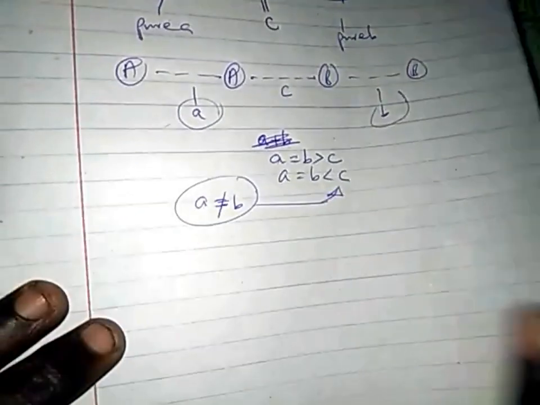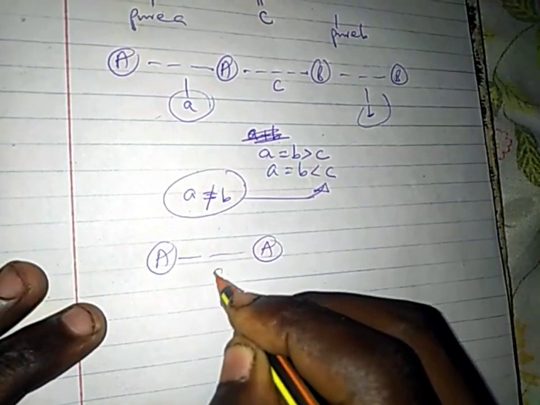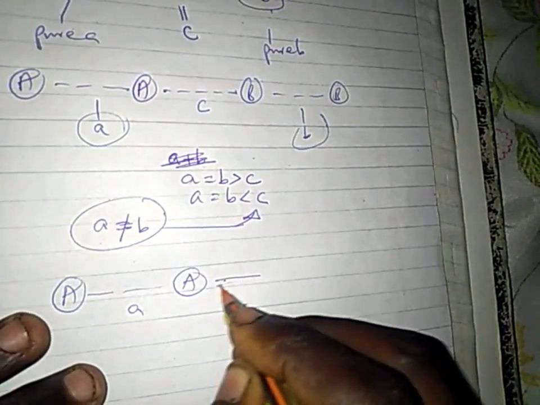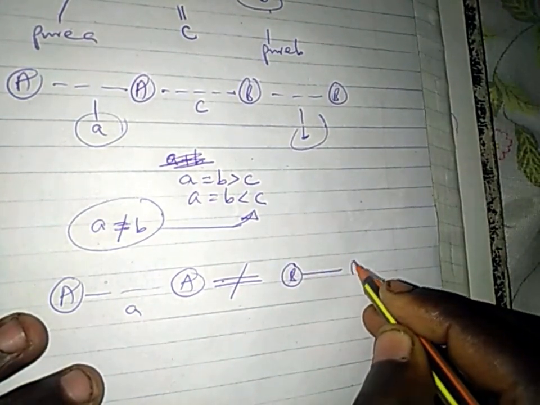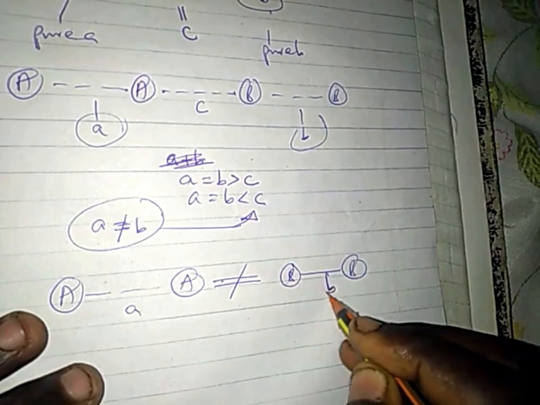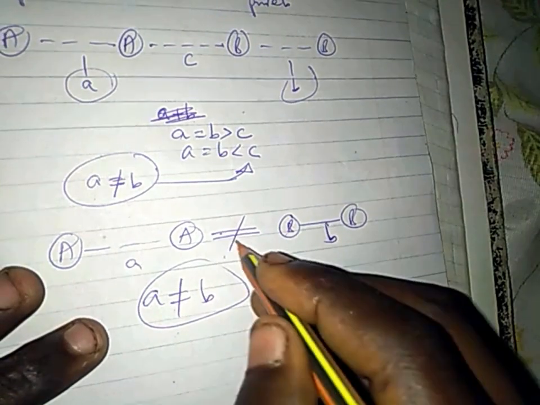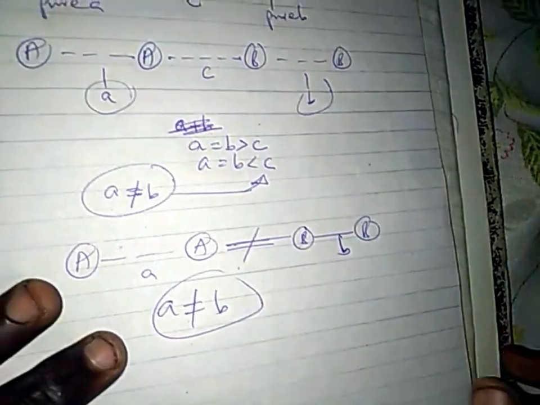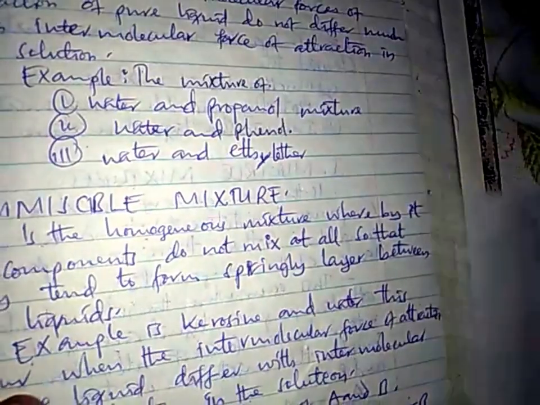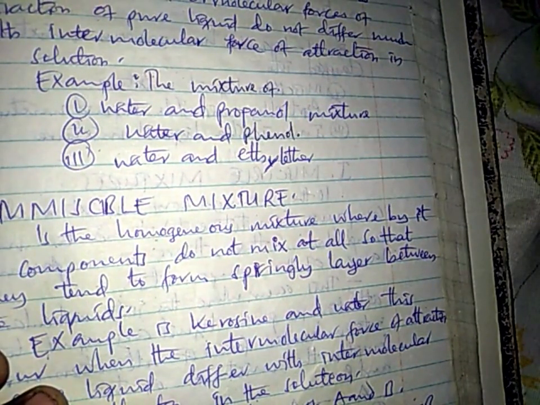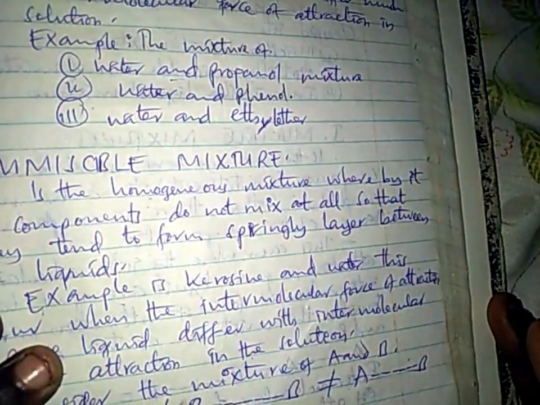So that's what happens: we have molecule A with intermolecular force A, and another molecule B with force B. Because the forces are not equal, the interaction between these two molecules becomes very difficult. The examples are water and propanol mixture, water and phenol, and water with ethyl ether.